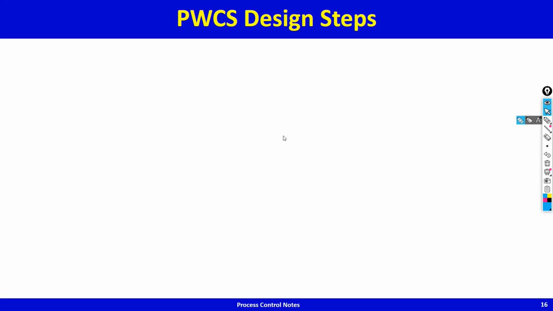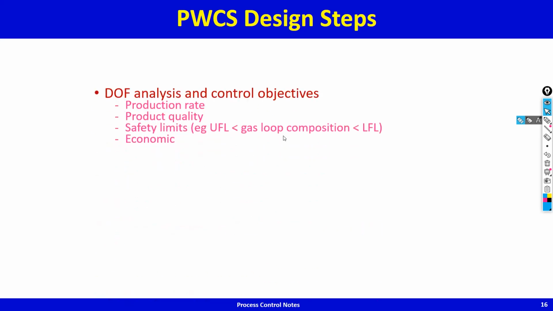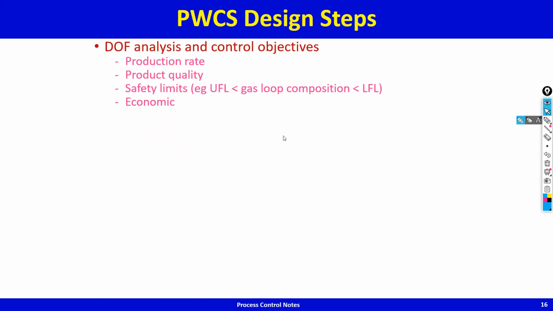So now I would like to summarize the plant-wide control system design steps. First step is always degrees of freedom analysis and seeing what are your control objectives. Control objectives are always, you got to have control of the production rate, you got to have tight quality control, you may also have safety limits.